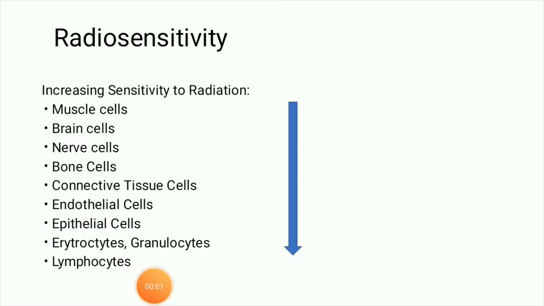Okay, next we go to radiosensitivity among our cells. Okay, they are arranged from the low sensitivity cells to the high sensitivity cells. The most radio-resistant cell in our body is the muscle cell. Second, brain cell, nerve cell, bone cell, connective tissue cells, endothelial cells, epithelial cells, erythrocytes and granulocytes. And the most radiosensitive is the lymphocyte.